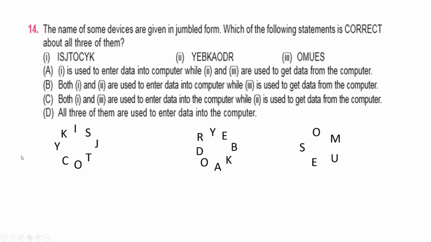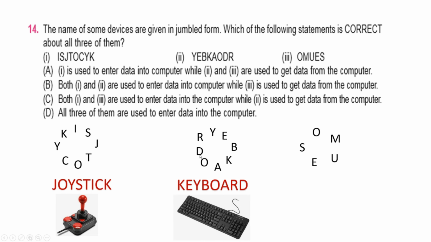So the first option is actually joystick. The second is a keyboard. The third is a mouse. And all of these three things are used to give instructions to the computer, and hence all three of them are used to enter data into the computer.